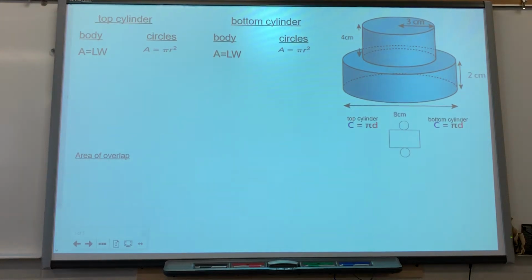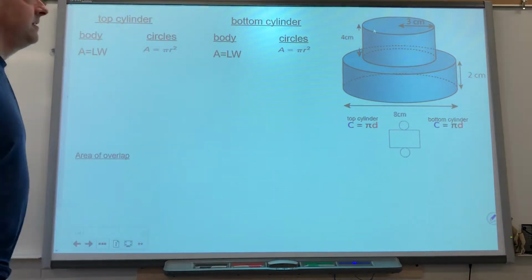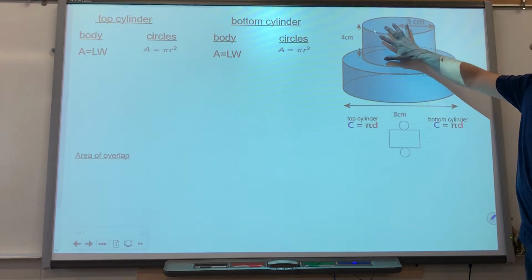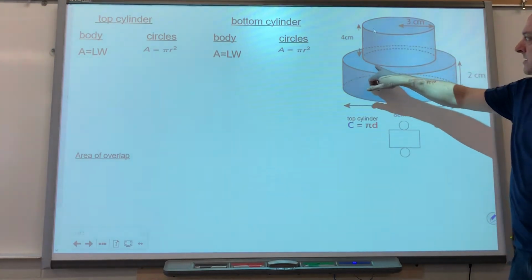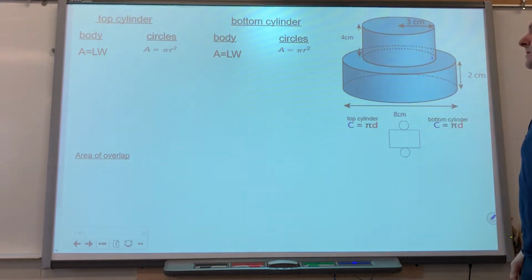One of the harder ones to do would be when a cylinder is on top of another cylinder, like this question. Think of it this way. The cylinder that's on the top is covering this much space right here. So you can no longer touch this circle on the bottom cylinder.